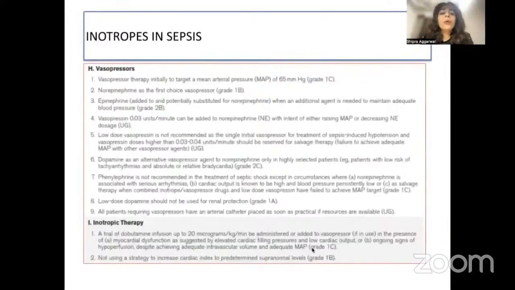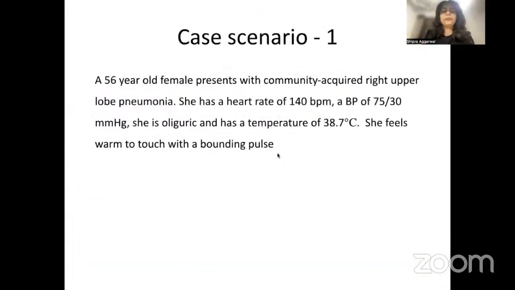So, a word about ionotropes use in ICU. When do we use vasopressors in ICU? When we have to maintain a MAP of more than 65 millimeters of mercury. And here, noradrenaline is the first choice vasopressor, which has a level of evidence of 1B. Vasopressin is added only when there is no response to norepinephrine.